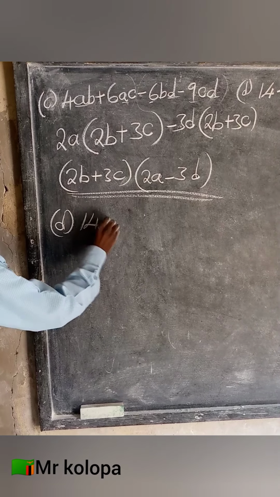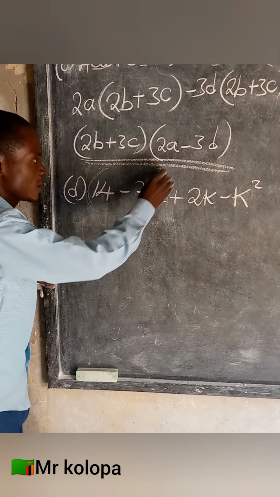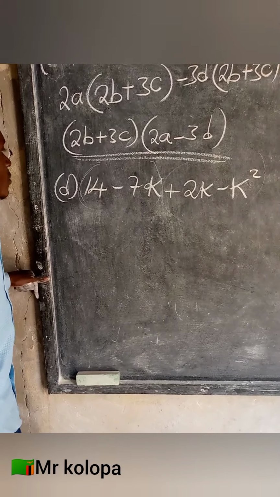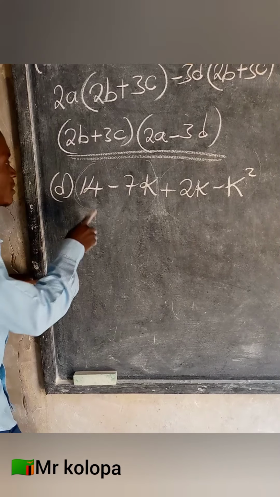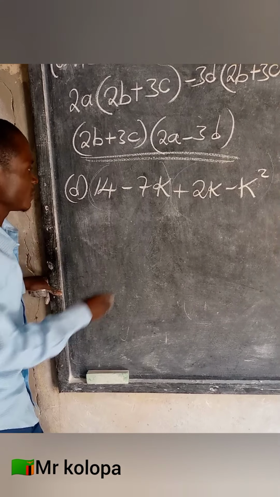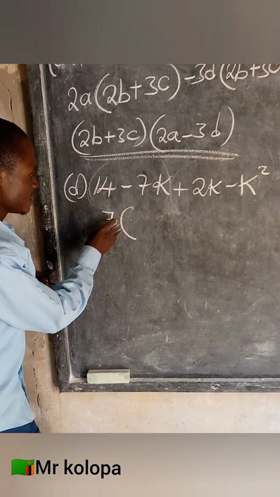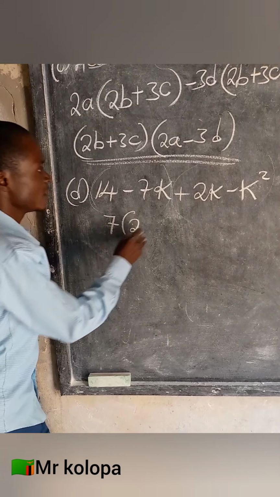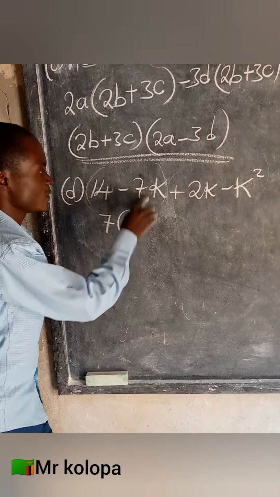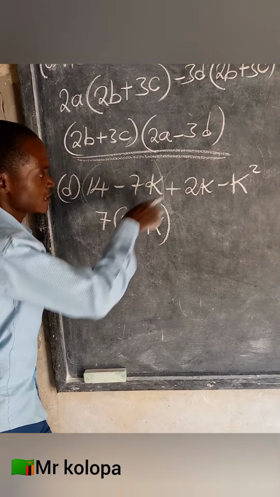So we have 14 minus 7k. Yes, so let's look at this. So we have the first 2 and the last 2 terms. So what is common? What number can go into 14 and 7 without a remainder? That will give us 7, open brackets. 7 into 14, you get the 2. Minus 7 into 7, you get 1k. So we're just going to write the k, open brackets.